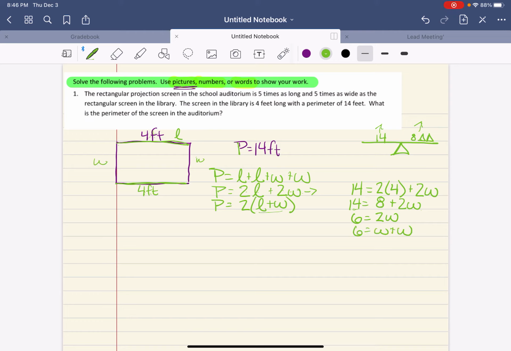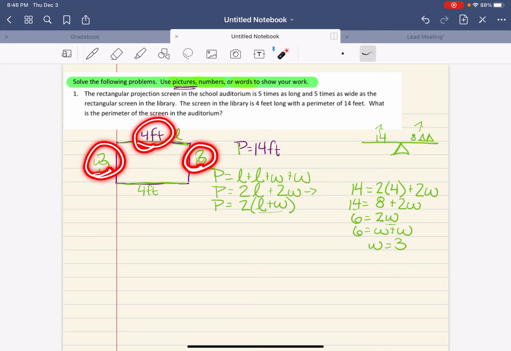Okay, so we just need to think about what of the same number can we add together to get 6. And we know 6 divided by 2, or 2 times whatever is equal to 6, that would be 3, right? 6 divided by 2 is 3. 2 times 3 is 6. 3 plus 3 is 6. So W is equal to 3. So our width is 3. Okay, we can check that by adding 4 plus 3, which is 7, plus 3 more is 10, plus 4 is 14, and that's what we're looking for in our perimeter.